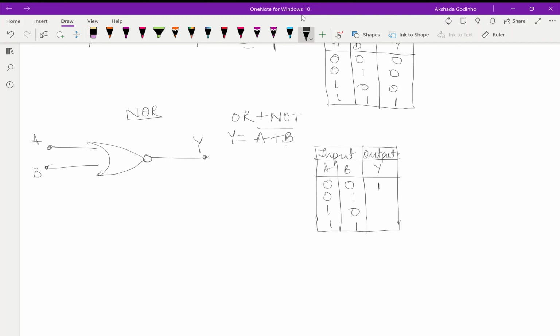Next one, 0 plus 1 will be 1, but the inverse of 1 will be, yes, it's going to be 0. The next one, I have 1 here and 0 here. Answer will be 1, but it is also an inverse, which is going to give me a 0. And the last one, where both are 1s. Okay, 1 and 1 is 1, but it's an inverse. So the answer is going to be 0. It's a very, very simple truth table for the NOR gate.